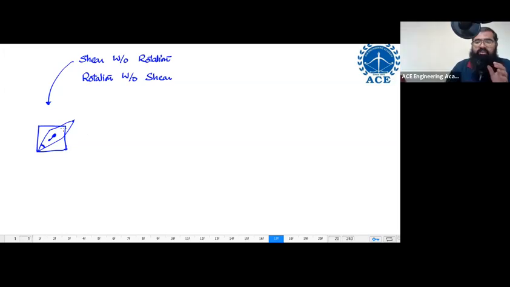So when does shear without rotation take place? When both of them are moving in opposite directions with the same angular velocity, the same angle. Then you have shear without rotation.